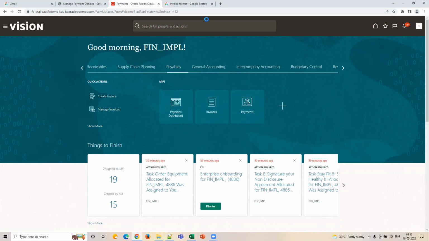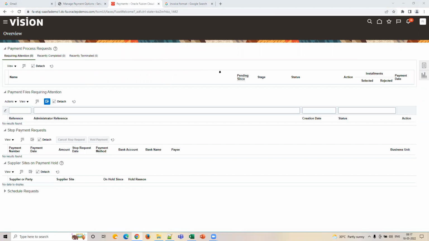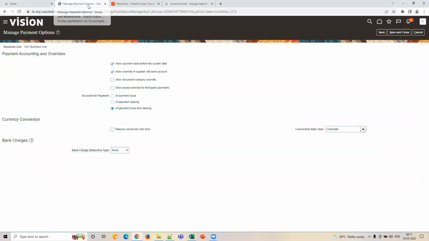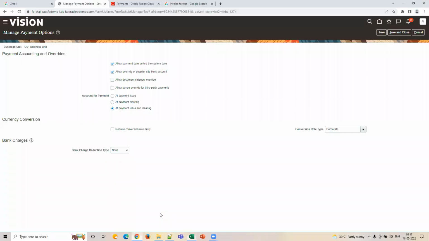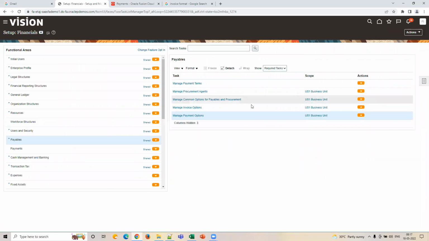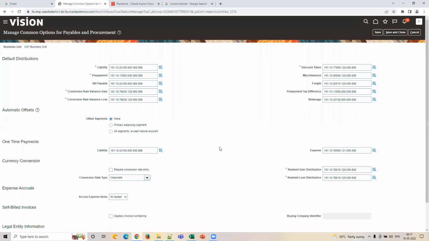Jagdish, yes, please. I was just noting down on the first setup screen, you were discussing accrual on different places. This setup, common option for payables and payment. Accrual at receipt and accrual at period end. That option, right? First option, common. Okay, this one, right?